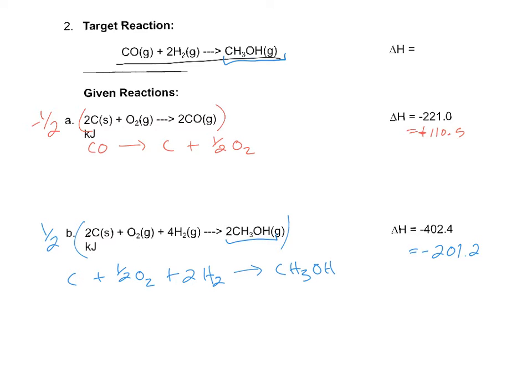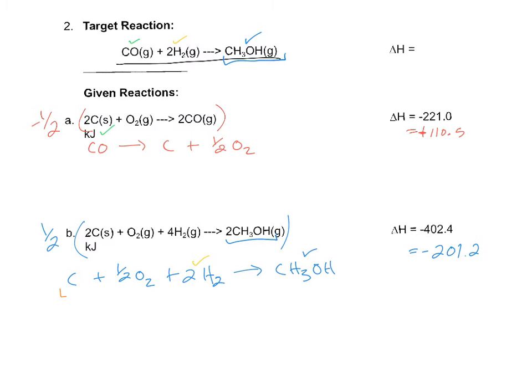So now we can look at the reaction that we're trying to get. In the target reaction, we have carbon monoxide, and that's good on the left side. On the target reaction, we have 2 hydrogens on the reactant side, and right here we have our 2 hydrogens on the reactant side. Our product needs to be methanol, and here it is. Methanol is the product.